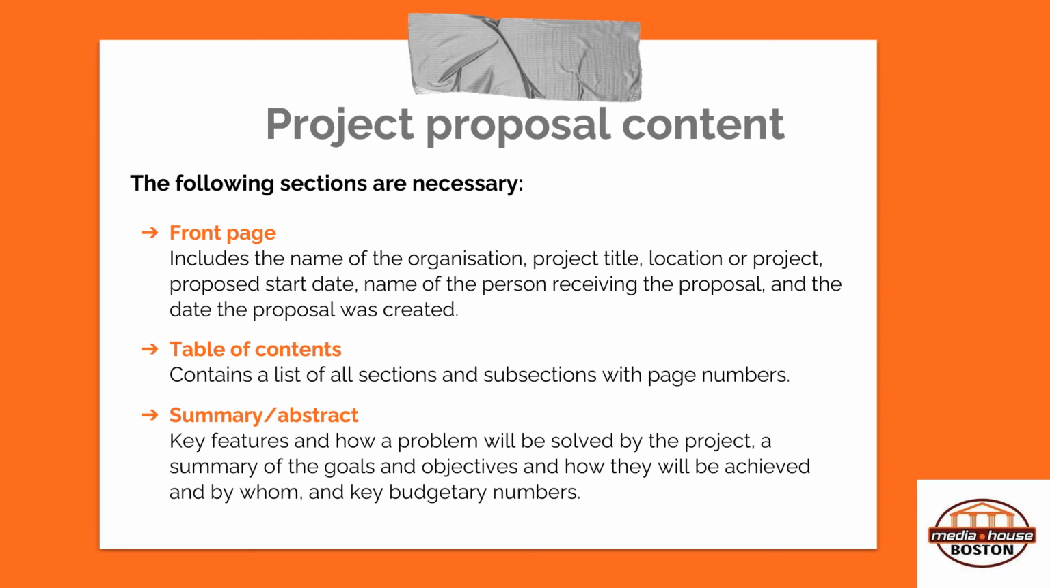So it is not a vague summary of the kind of, oh, we hope to build a stadium and it's going to cost a lot of money and it's going to involve a lot of people, but there's potential for a lot of profit. That's vague. You want specifics. So plans, goals, objectives, how they will be achieved and by whom, and key budgetary numbers.